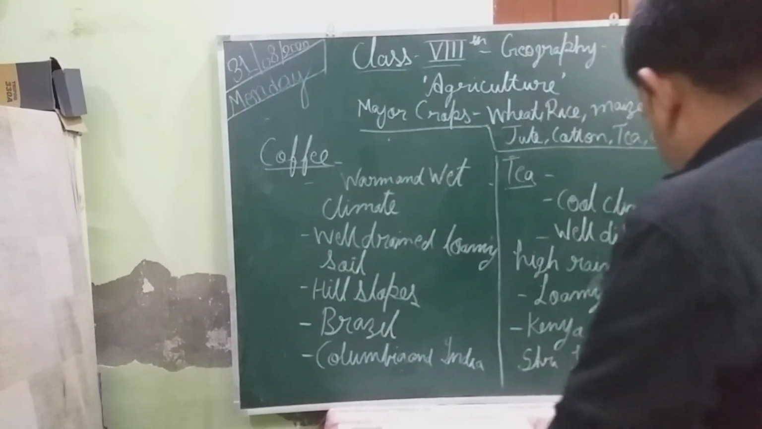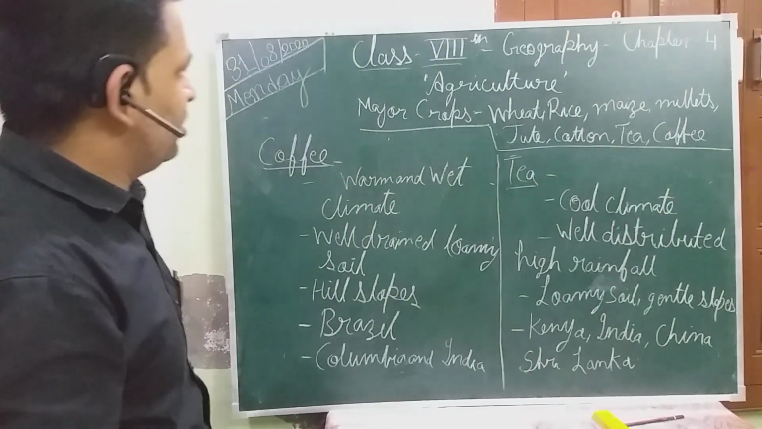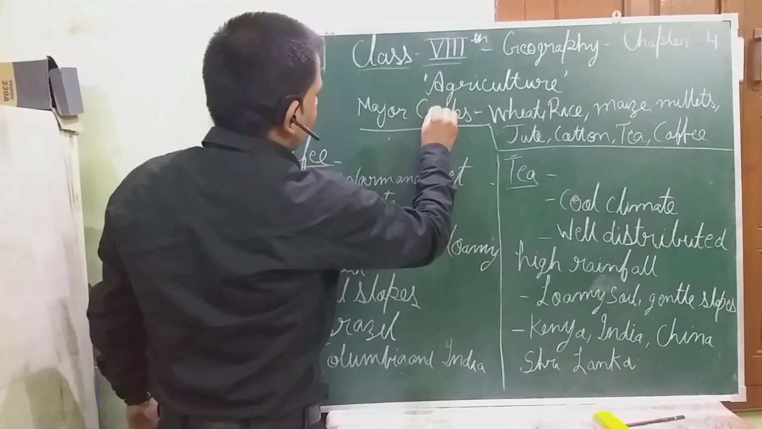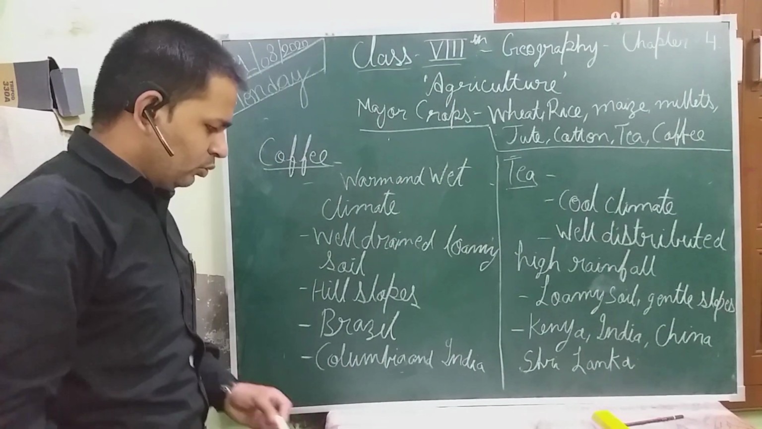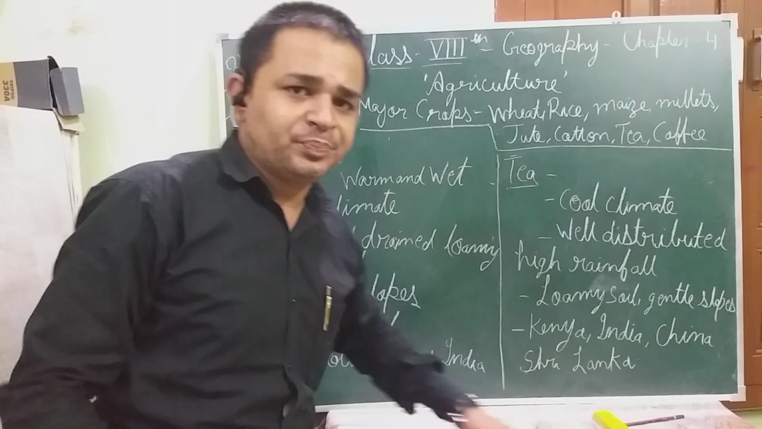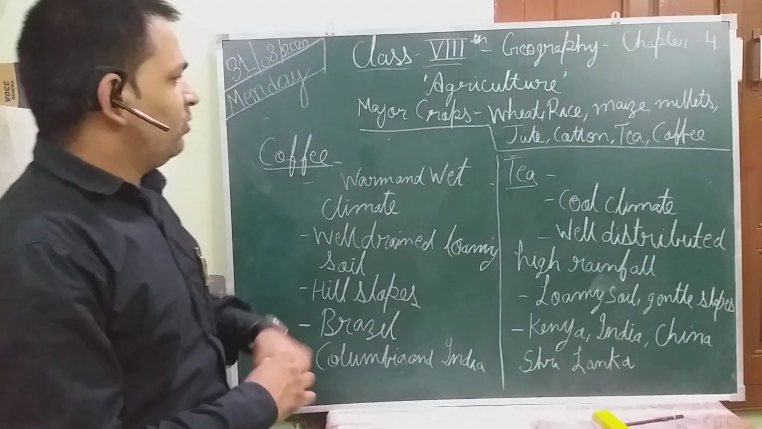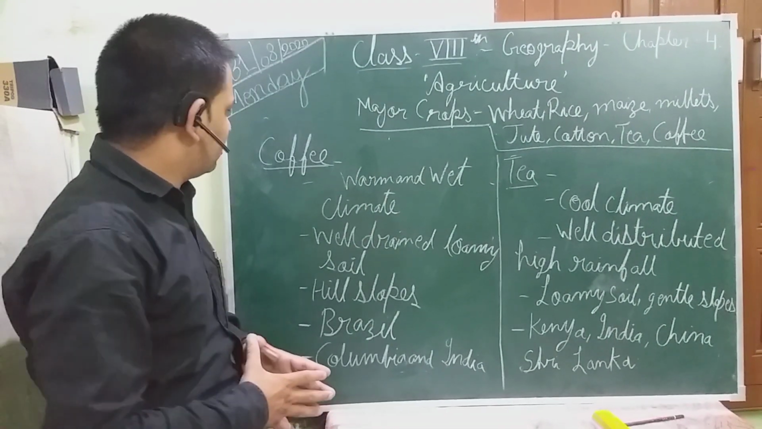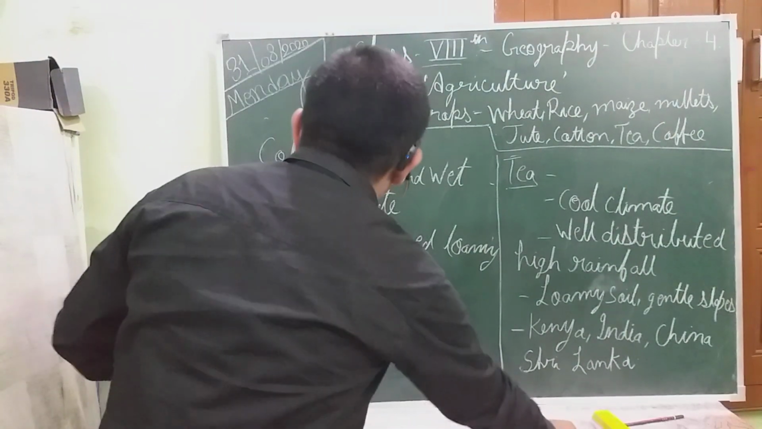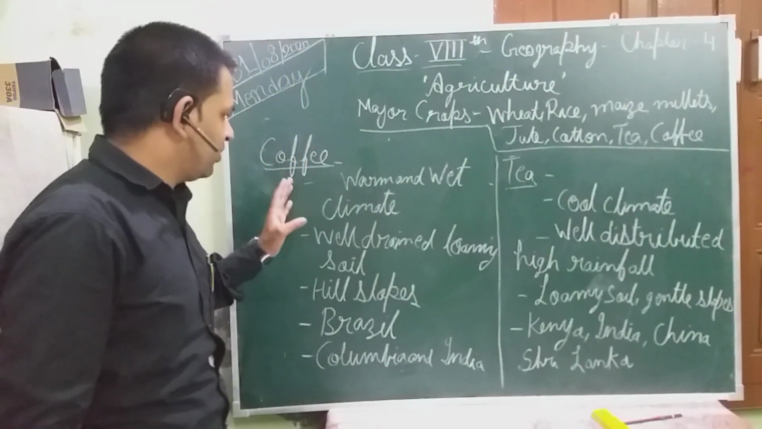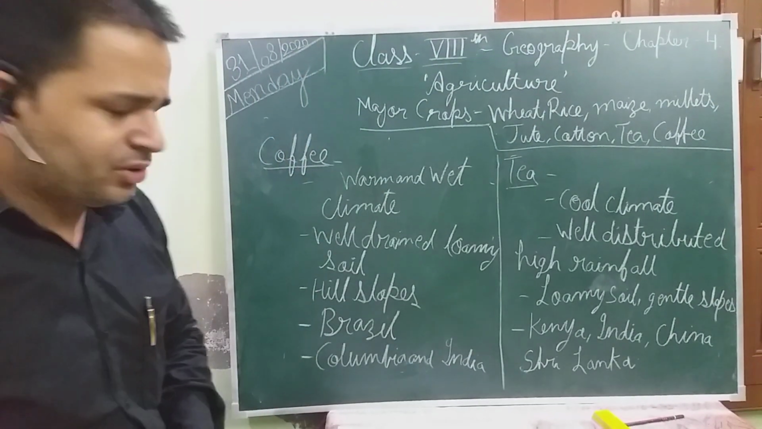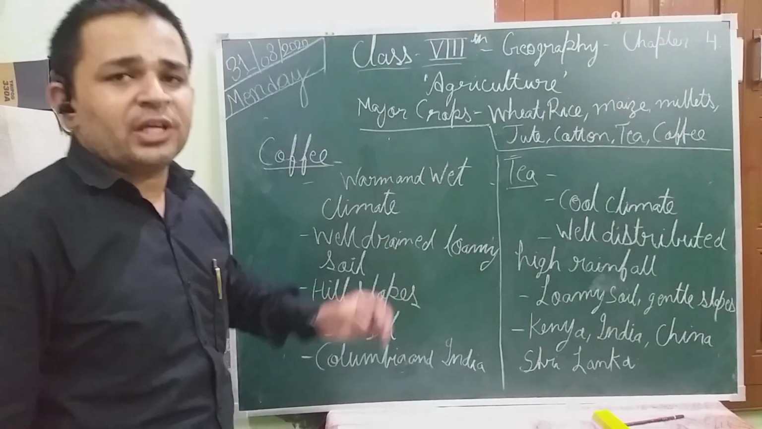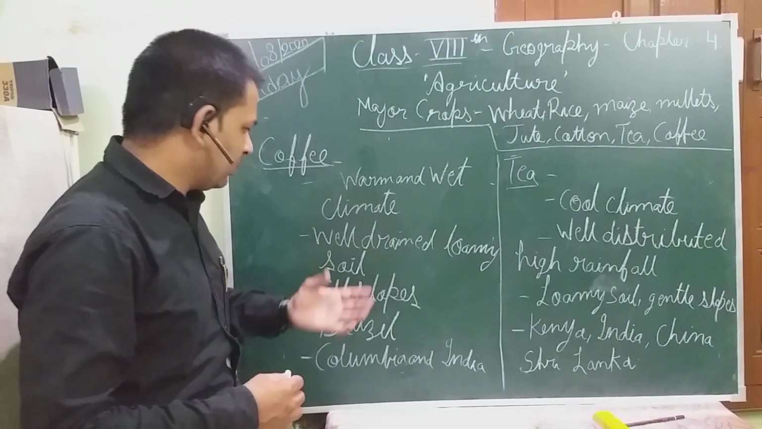Okay, my dear students, now we are almost in the last part of the topic which we are going to cover in our video today. In this video, we move on to beverage type crops, starting with coffee. Coffee requires a warm and wet type of climate to grow in a proper way.